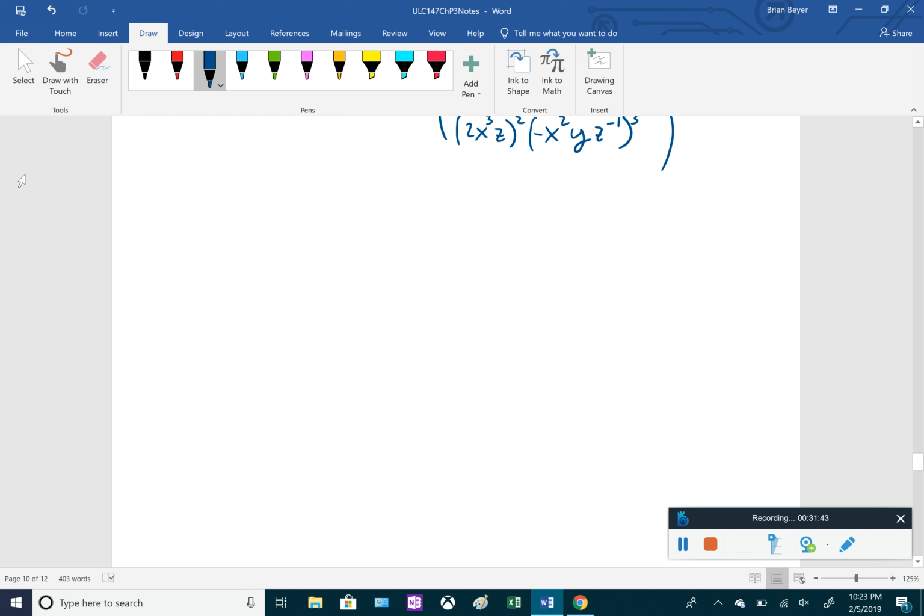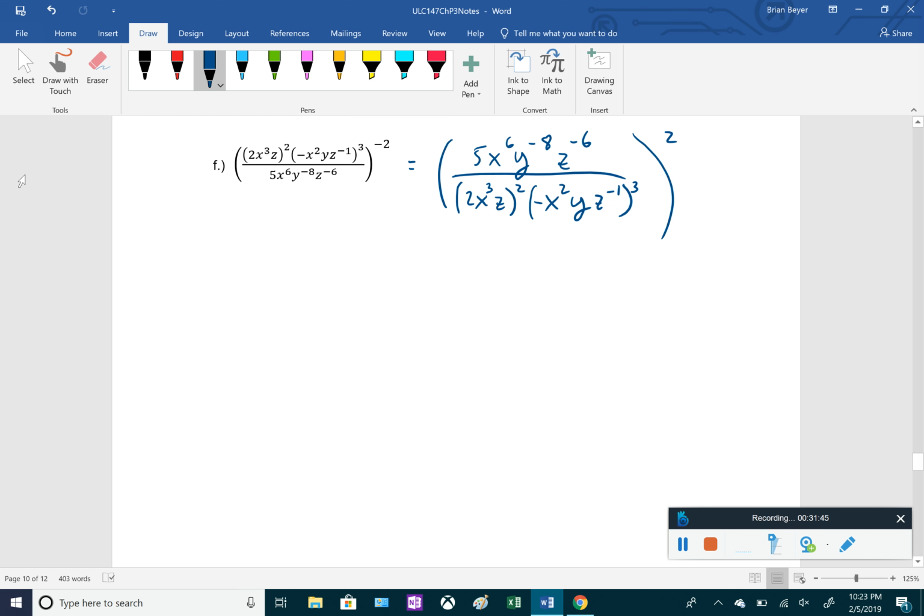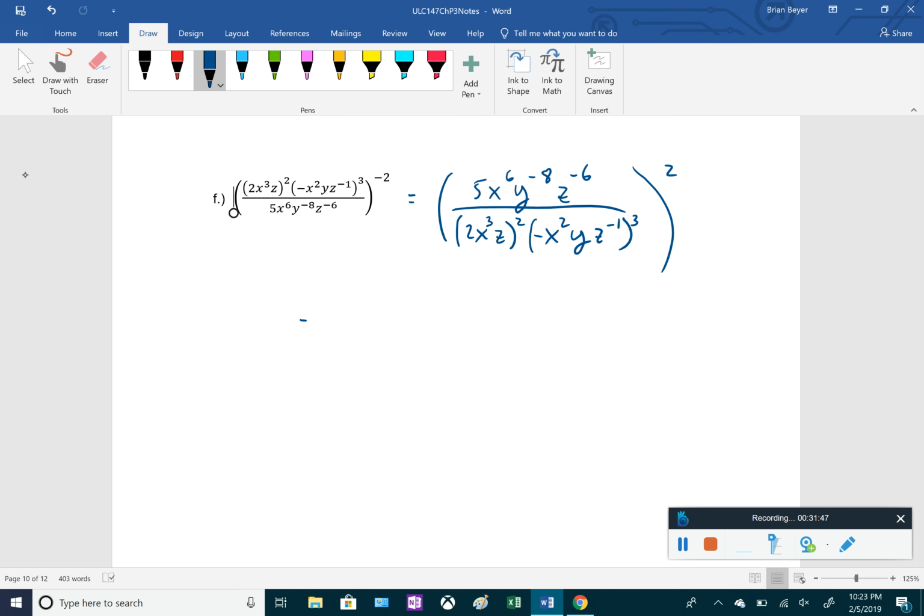So if we did that, what we would end up getting is 25, put a little dot, dot, dot, so we know I skipped a million steps. 25 over 16, x to the 12th, y to the 22nd, z to the 10th. So obviously I encourage you to give that a try yourself. Just take it one step at a time, and it's really not that bad, just kind of time consuming.